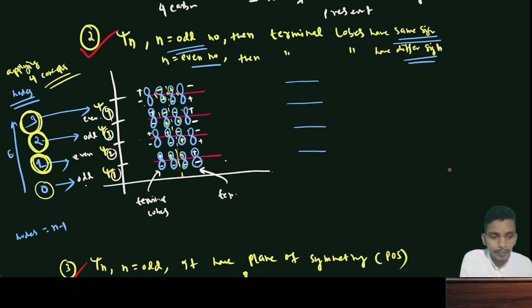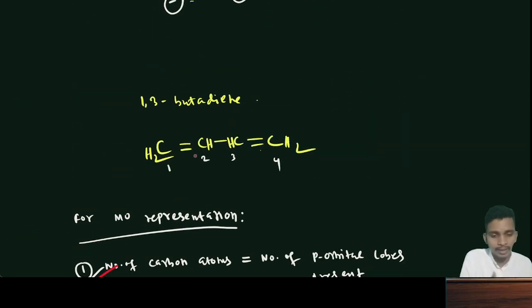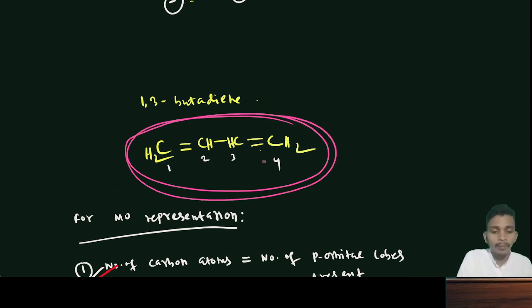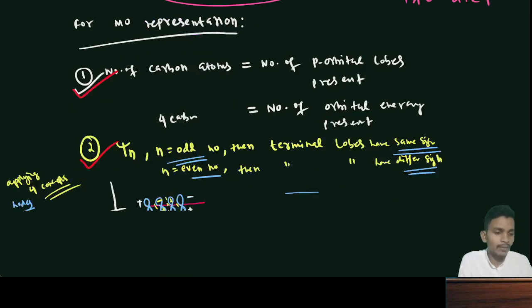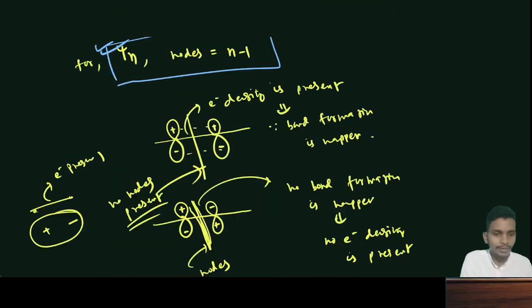So we have to fill the energy levels first. How do you fill the electrons? Look at this molecule. We are drawing the MO representation for 1,3-butadiene. In 1,3-butadiene, we look only at the pi electrons for the MO diagram. How many pi electrons are there? This is 1 and 2, so 2 pi bonds, which means 4 pi electrons are present. I will draw those 4 pi electrons here.